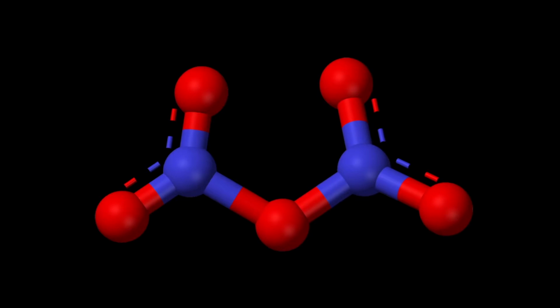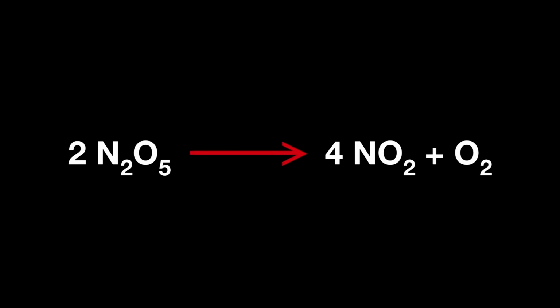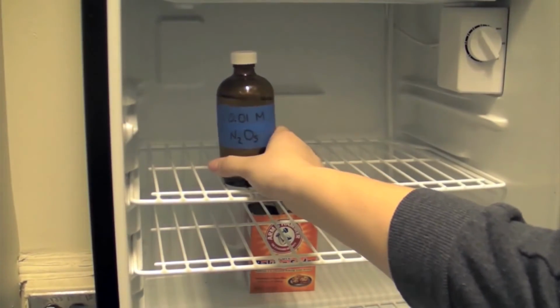N2O5 is a reagent that was used to synthesize explosives like TNT. Unfortunately, it decomposes relatively quickly at or above room temperature, so if you accidentally leave a bottle of it out on the counter, you could be in trouble.